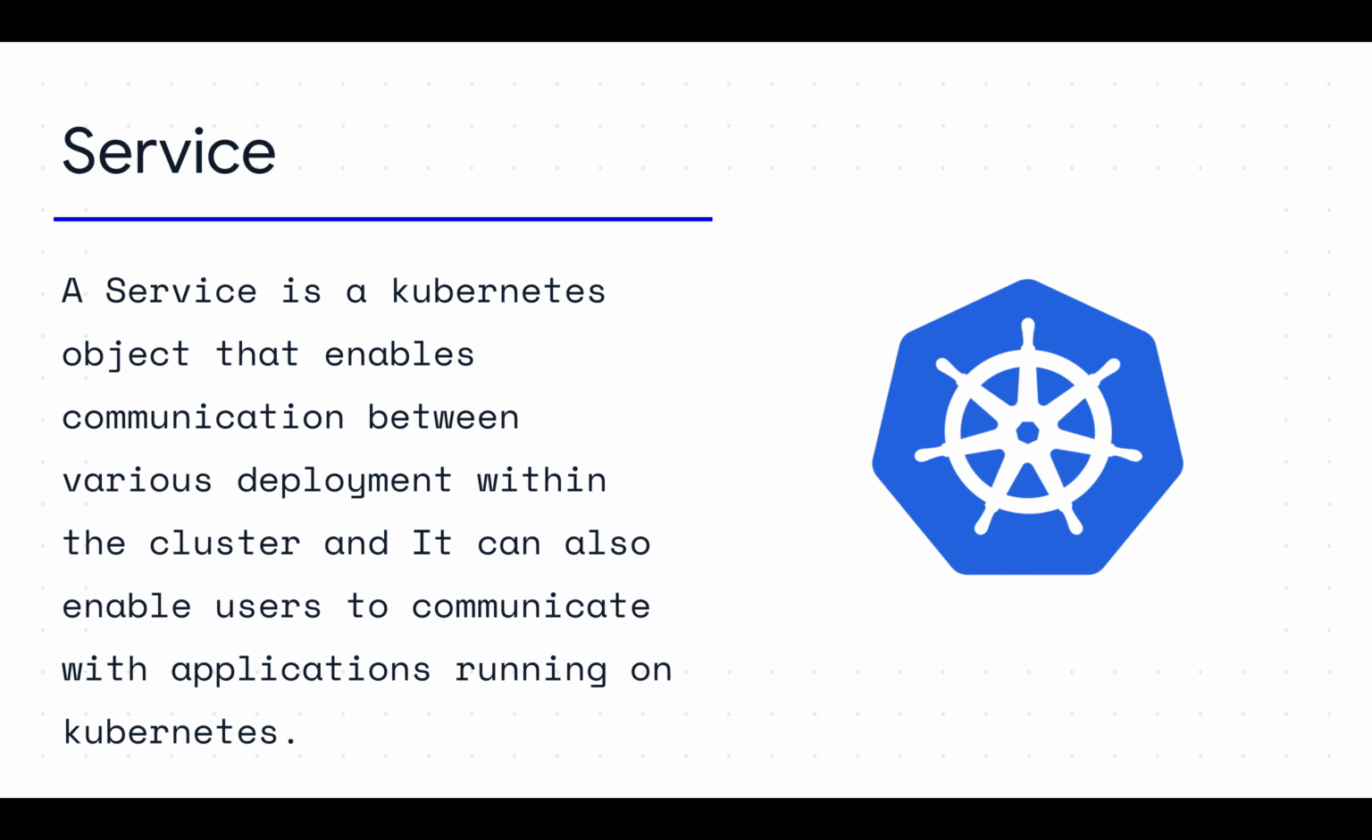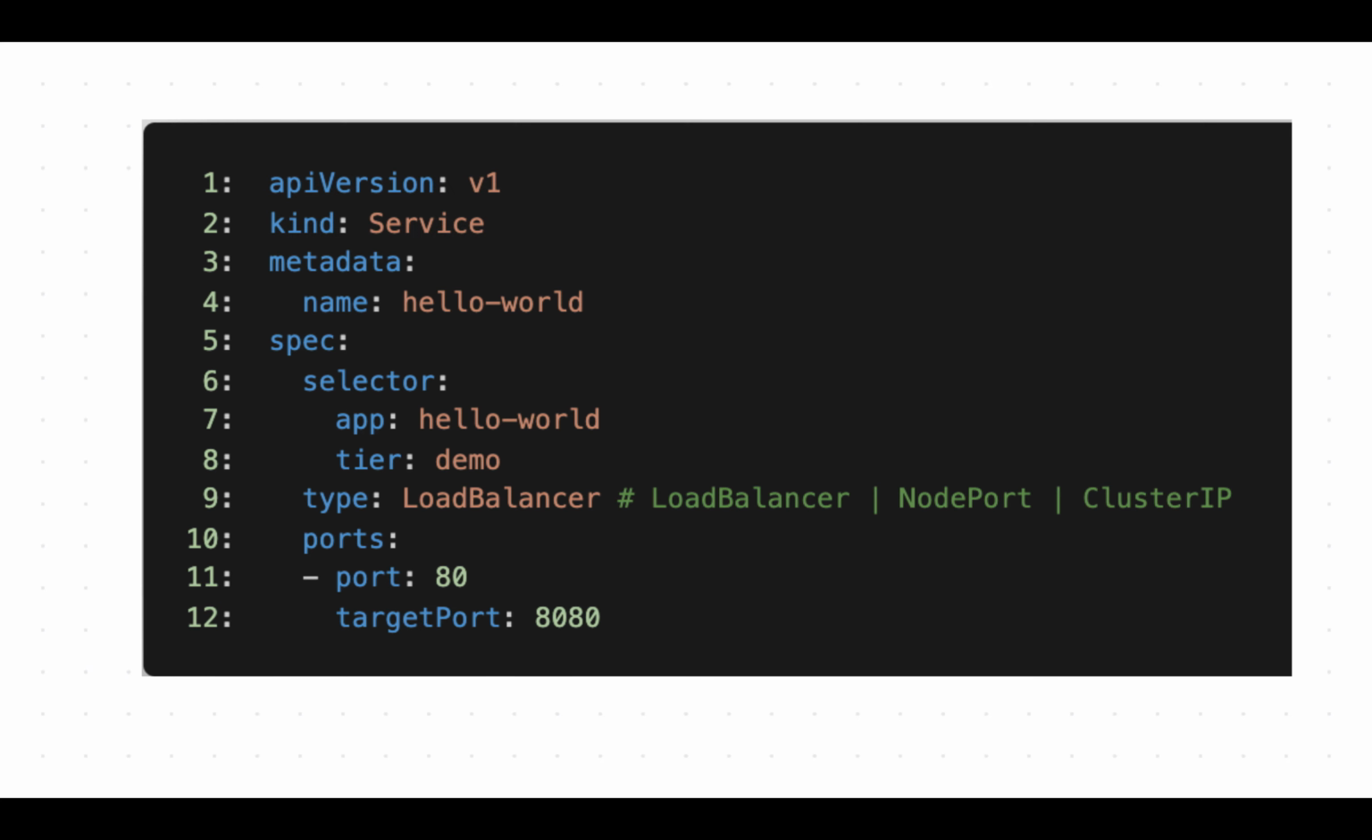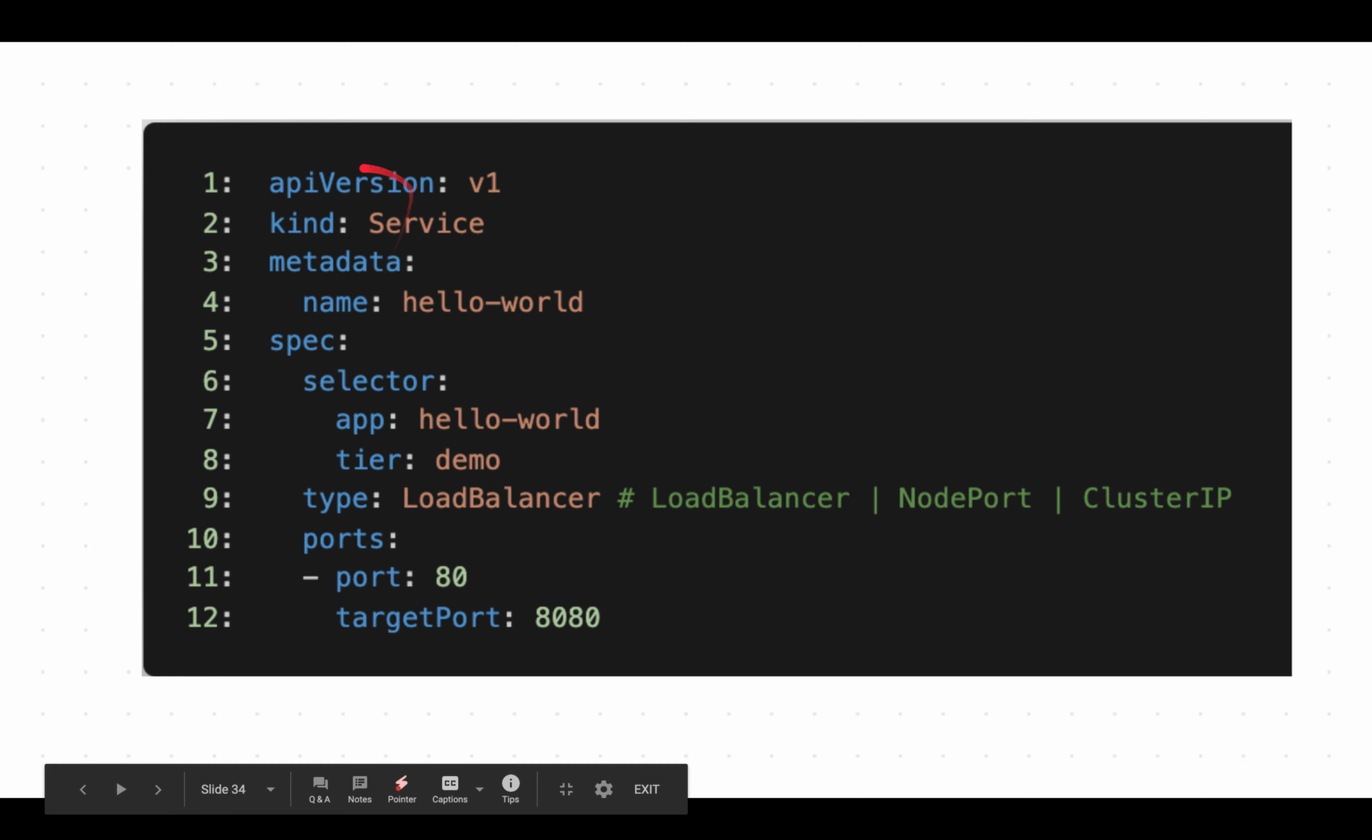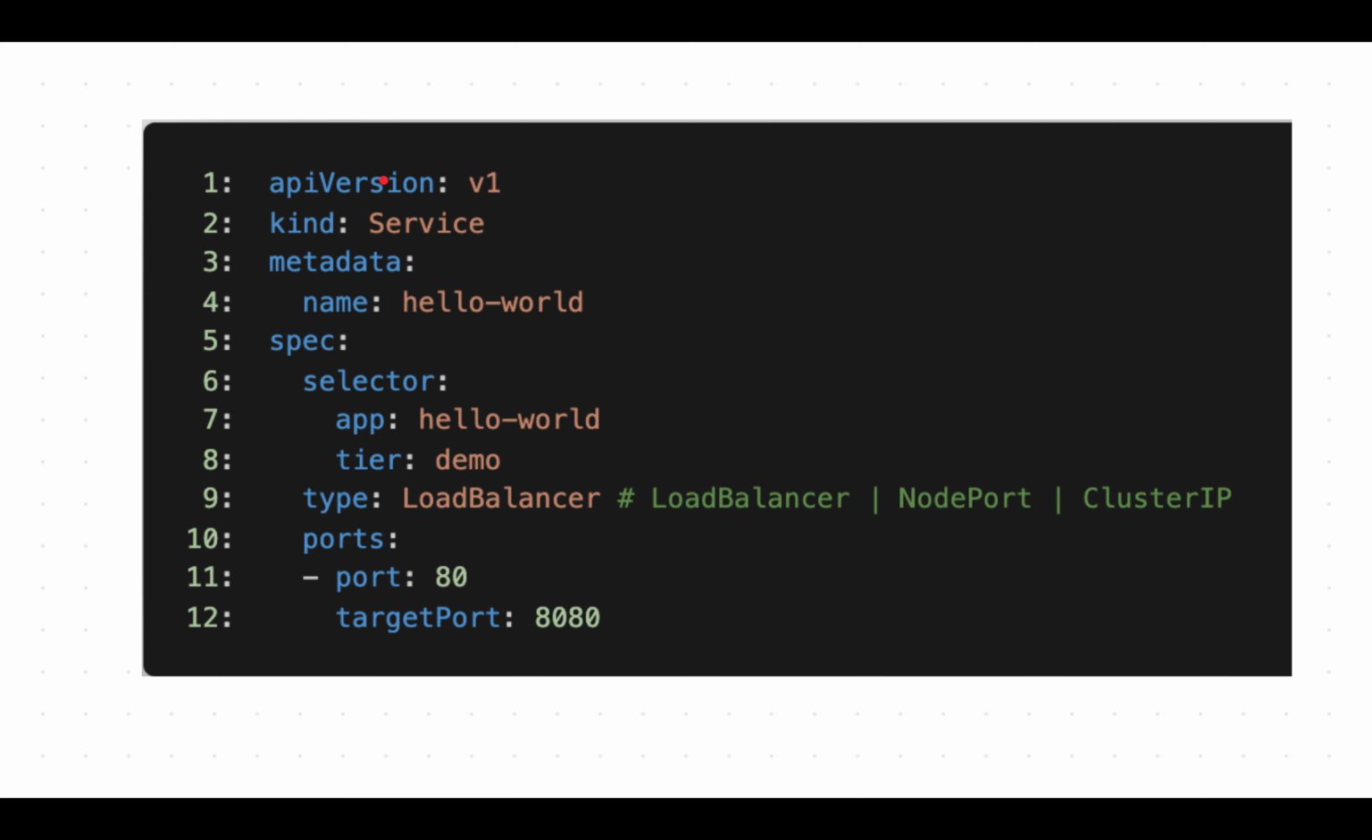We're going to be looking at the YAML configuration for a service, and we're going to look at the types of services that can enable each individual communication. Now, for a service, we also have to set the API version. We have to set the kind, that's Service in this case. The name and labels go under the metadata.